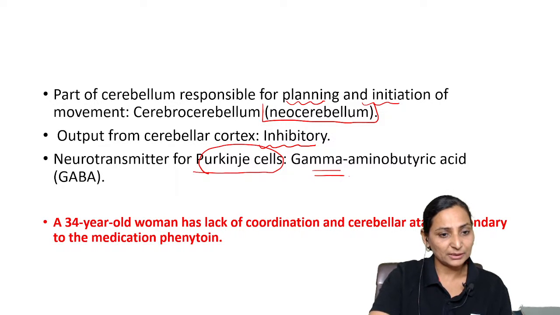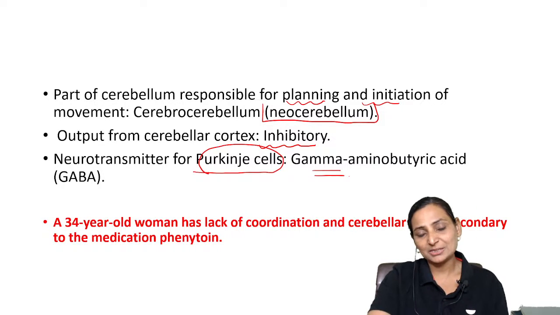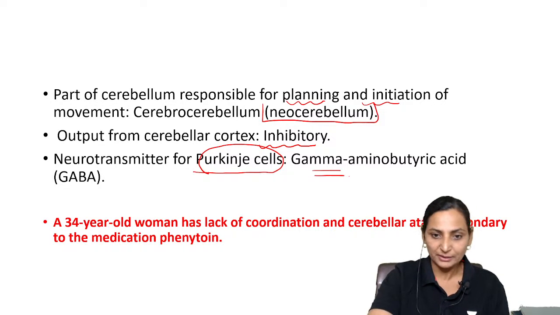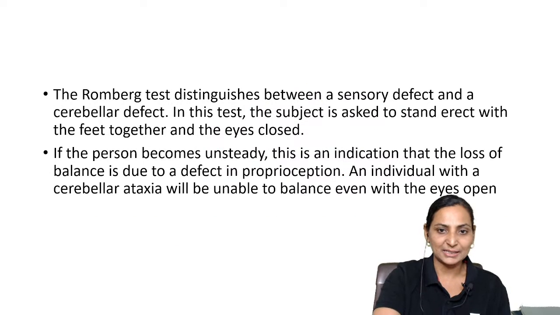So this is a 34-year-old woman who is developing cerebellar ataxia and lack of coordination. However, it is secondary to the medication. That means it is a side effect of a drug. But obviously, the symptoms are taking you close towards a cerebellar lesion and not towards any other part of the CNS.